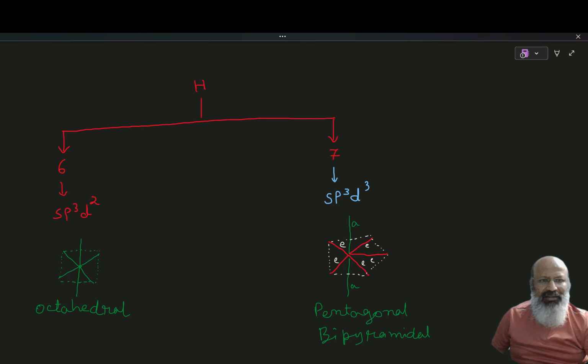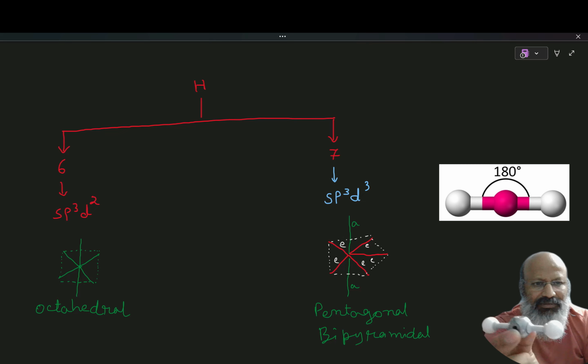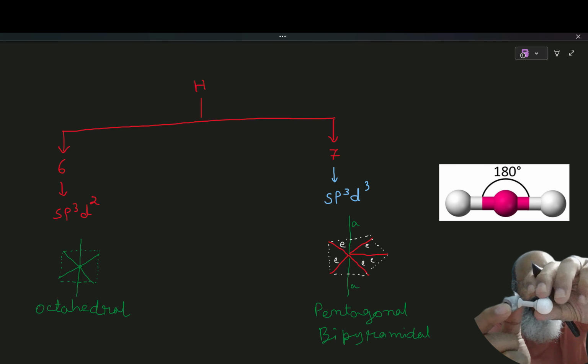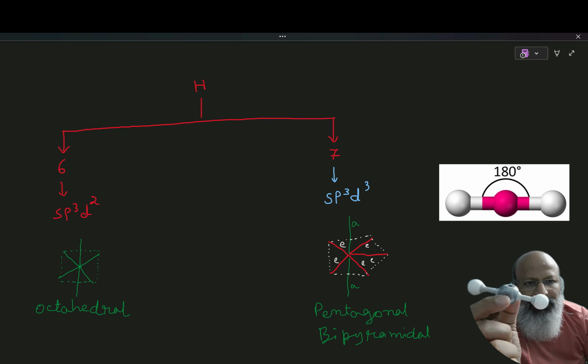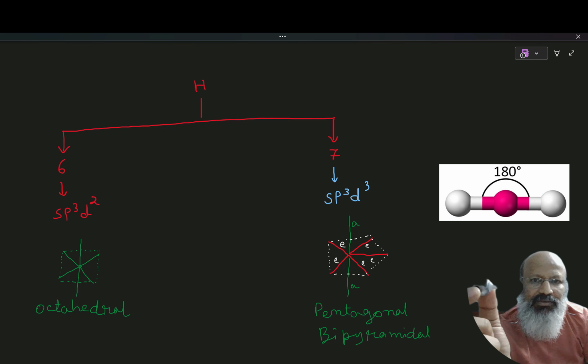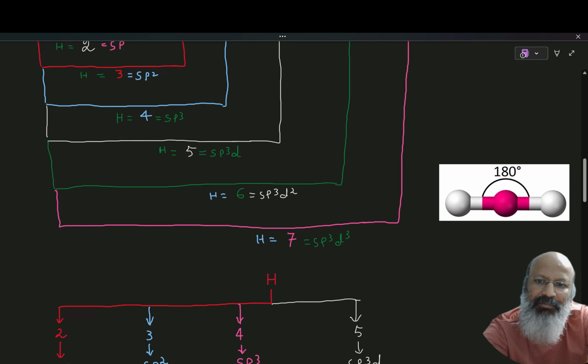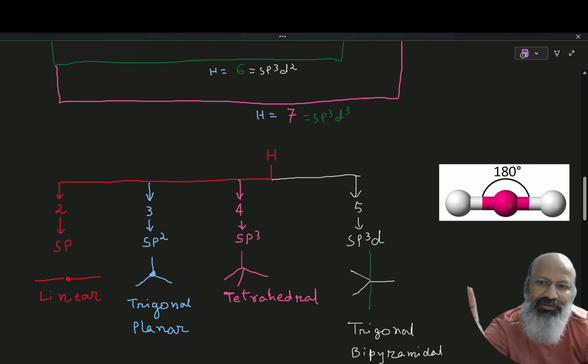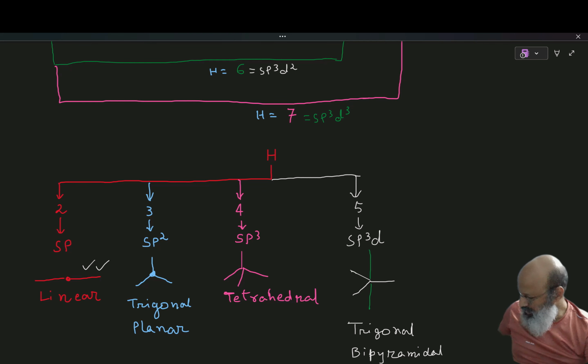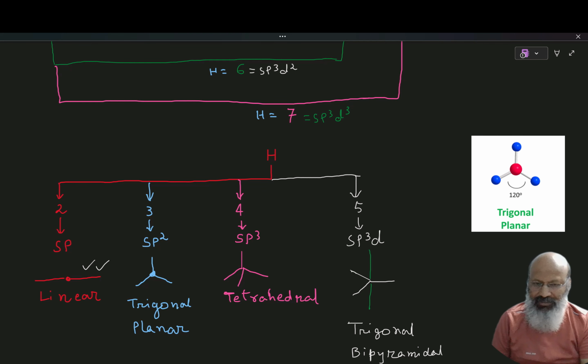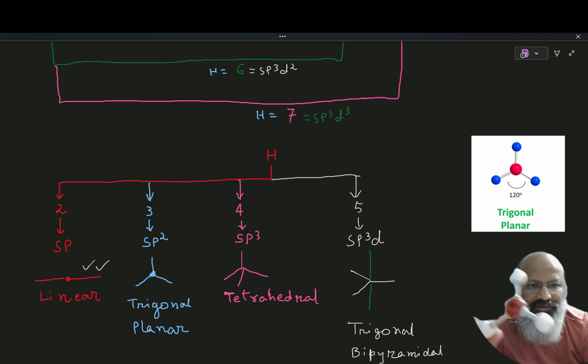Now, I have made a few structures with the model. You can see this. This is the linear shape. I hope you can see this. I'm holding it a little better. I don't know, is it coming in the camera properly or not? Okay, this is the linear. So basically it is talking about this structure. Now coming to the trigonal planar, it is this structure. This is the trigonal planar structure. You can see this. This is the trigonal planar.